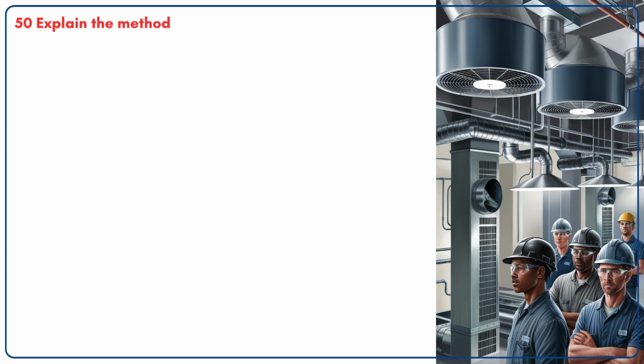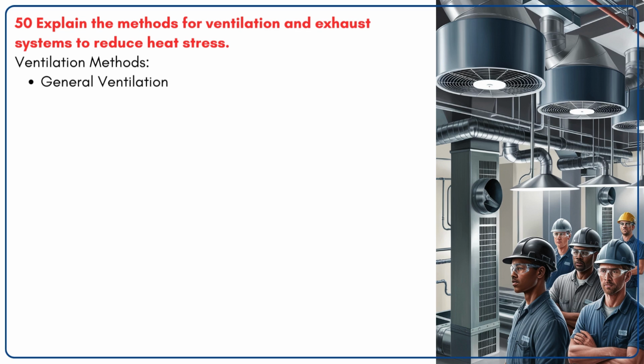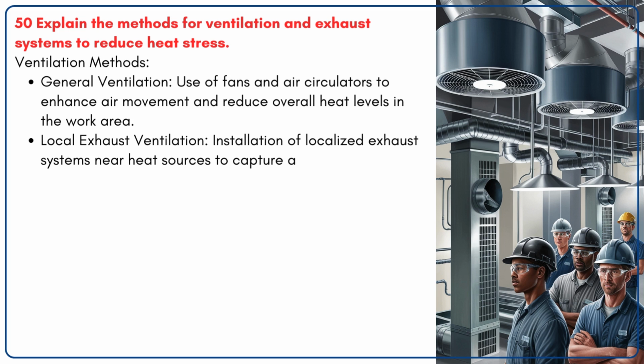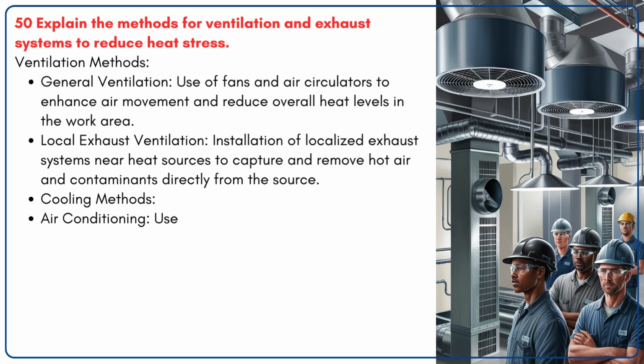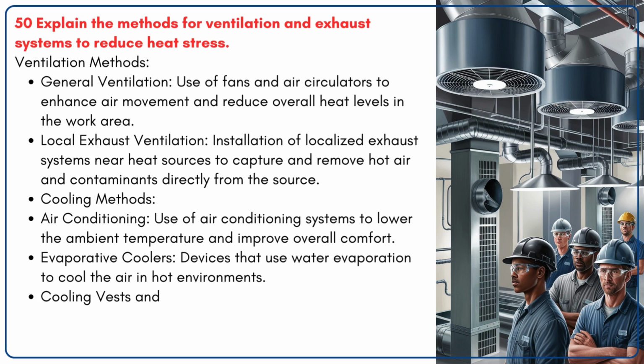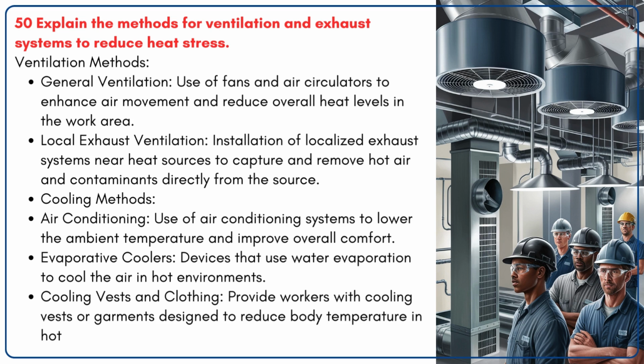50. Explain the methods for ventilation and exhaust systems to reduce heat stress. Ventilation methods. General ventilation. Use of fans and air circulators to enhance air movement and reduce overall heat levels in the work area. Local exhaust ventilation. Installation of localized exhaust systems near heat sources to capture and remove hot air and contaminants directly from the source. Cooling methods. Air conditioning. Use of air conditioning systems to lower the ambient temperature and improve overall comfort.